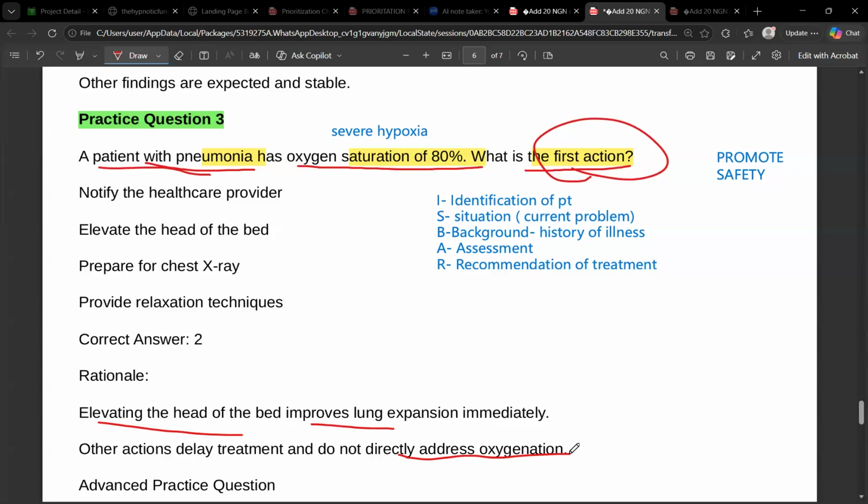First we need to promote the safety of the patient, so we have to do something to save the life of the patient. Always keep in your mind that promoting the safety of the patient will be our highest priority. Understood how your question is getting answered? It is a simple question, but you have to apply the strategy, and this can be applicable for every question.